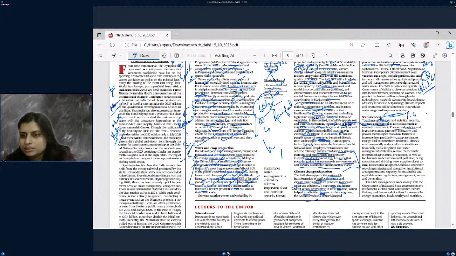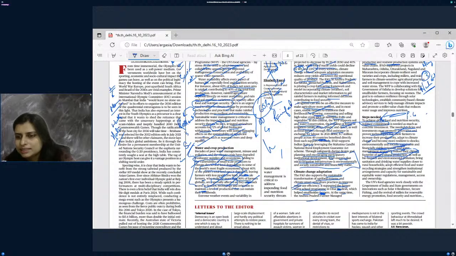The needed policies and investments must promote innovative and proven technologies that allow farmers to increase their productivity, adapt to climate change, become more resilient to shock, environmentally and socially sustainable and financially viable irrigation and water management strategies. Further, they are opting to reduce the climate footprint of agriculture production, biohazards, and also environmental pollution.